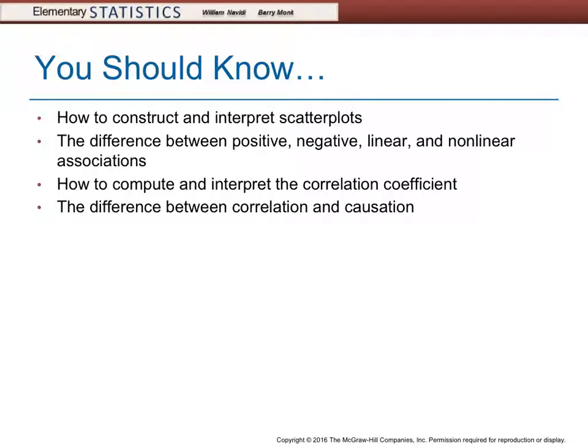So what you should have gotten out of this section is to know how to construct and interpret scatter plots, and know the difference between positive, negative, linear, and nonlinear associations. In other words, those data sets where there is a pattern but it's not linear. And finally, know how to compute and interpret the correlation coefficient and know the difference between correlation and causation. This concludes chapter 4.1. Our next lecture will be on calculating a linear line equation for the scatter diagram that we have found.